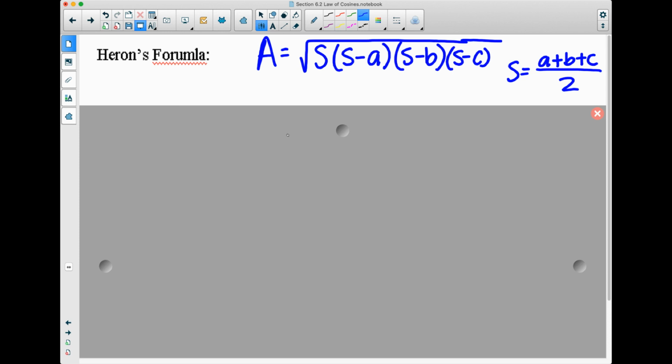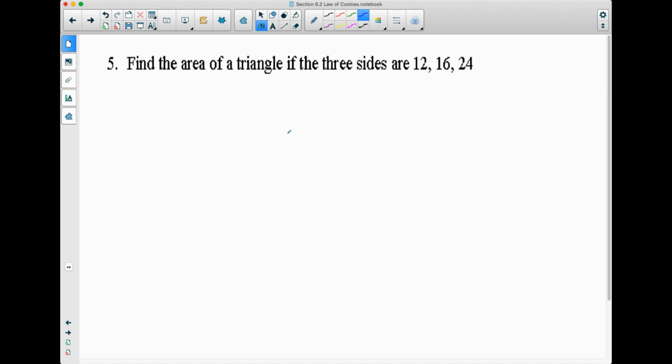Okay, so the area formula from the other day, you're given an angle and 2 sides. Now, if I give you all the sides and no angles, then you can use Heron's formula. Someone asked the question, what if I used law of cosines to find one of the angles? Could I then use this if I forgot this formula? Yeah, nothing's stopping you. But let's use this formula and solve for the area of this triangle.